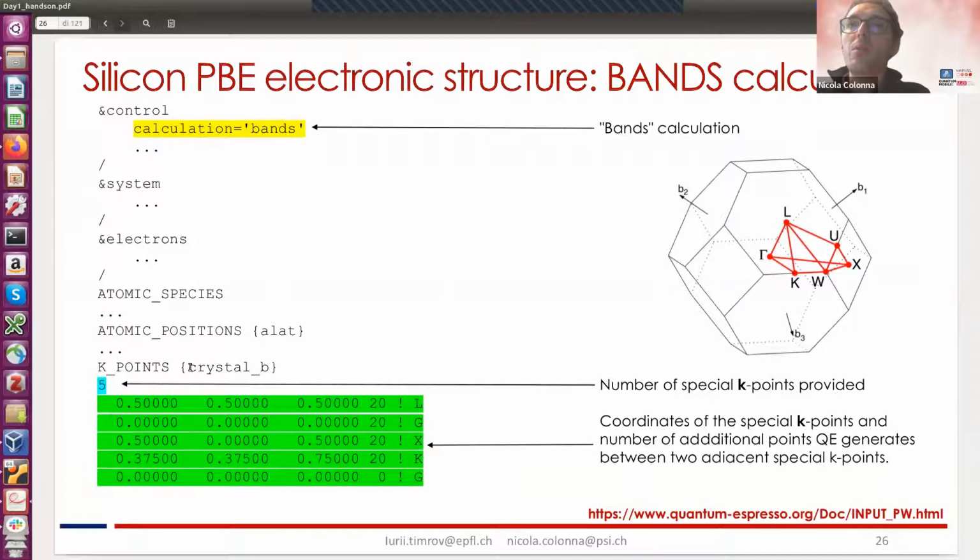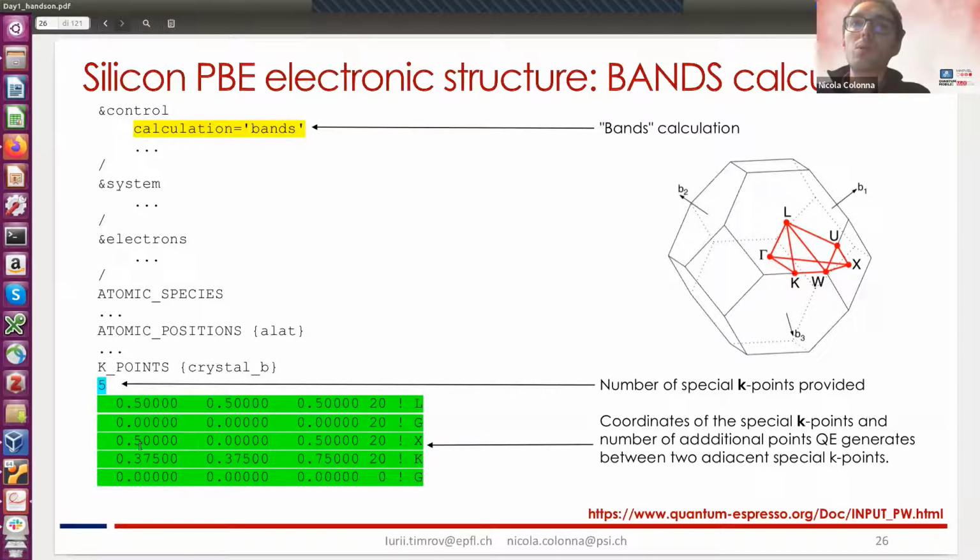So the k-points are now given in crystal units, in units of the reciprocal lattice vectors, and the underscore b stands for band format. That means you need to specify the number of high symmetry points you want to use, so 5.